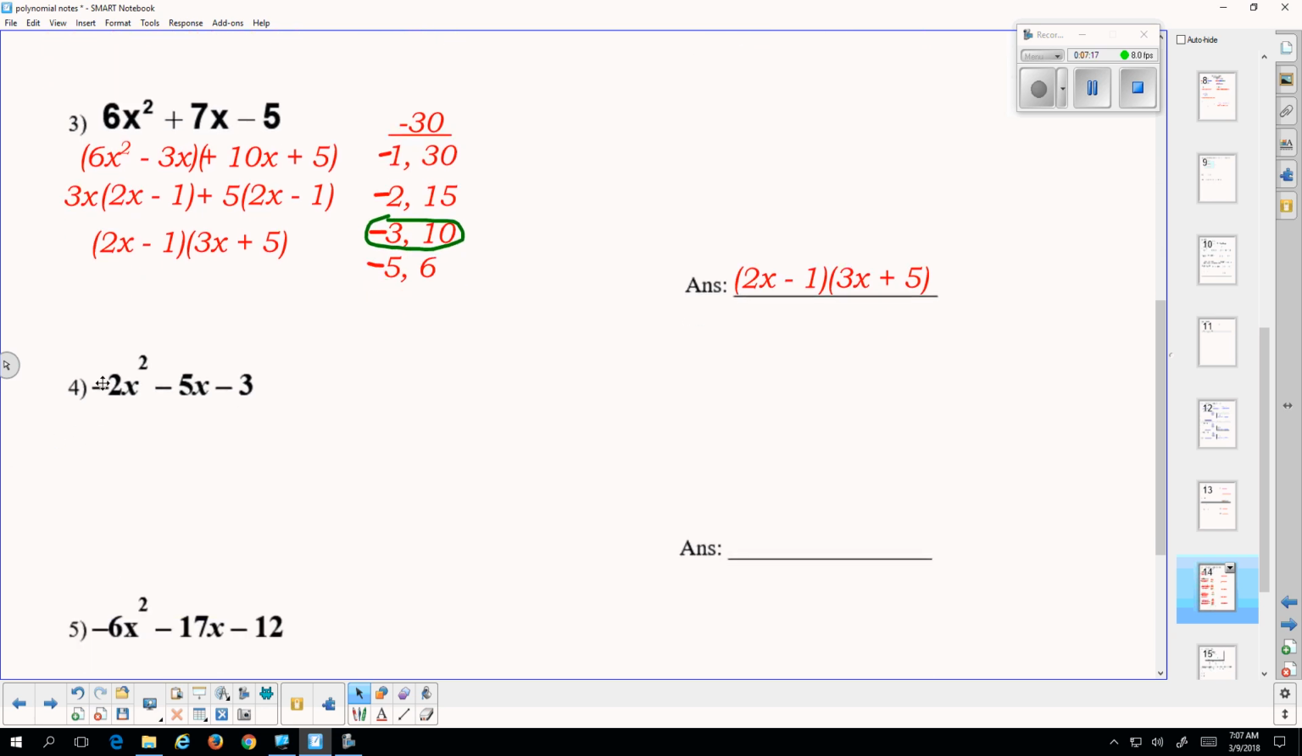So first step, multiply first number and last number. Negative 2 times negative 3 gives me positive 6. Now let's list the factors of 6. We can have 1 and 6 and 2 and 3.